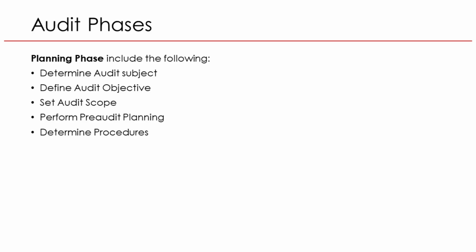Perform pre-audit planning. The auditor gathers background information about the area to be audited, reviews previous reports, and identifies key risks. Example: before auditing IT operations, the auditor may review system architecture and past audit findings to understand problem areas. Determine procedures. The auditor decides which tests and methods to use to collect evidence. Example: using data analytics to detect duplicate payments or checking user access logs for unusual activities. By following these steps, the auditor ensures the audit is focused, efficient, and provides valuable findings.